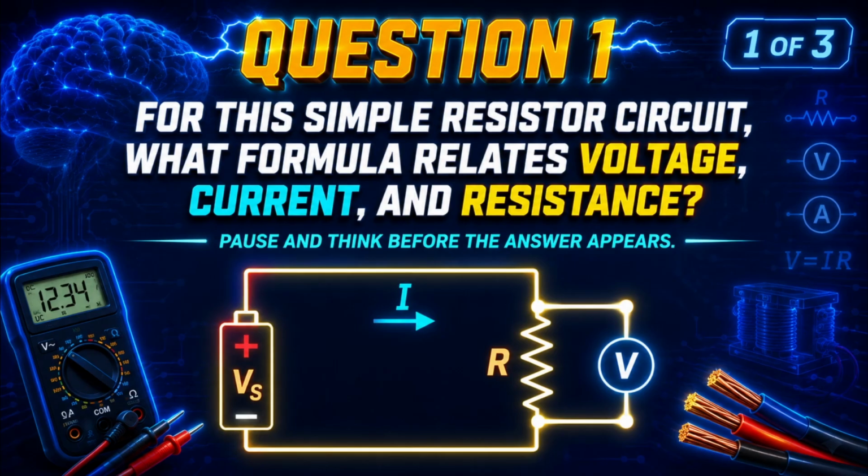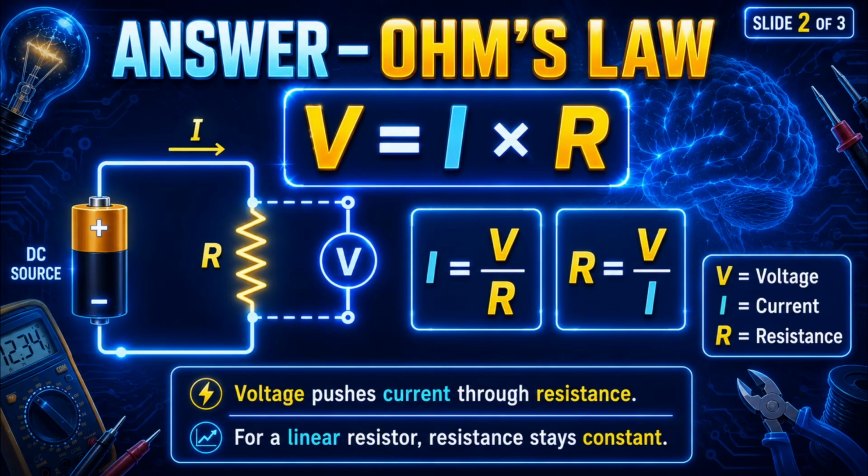For this simple resistor circuit, what formula relates voltage, current, and resistance? Think about the relationship between V, I, and R. The answer is Ohm's law. The basic relationship is V equals I times R. Here, V is voltage, I is current, and R is resistance.